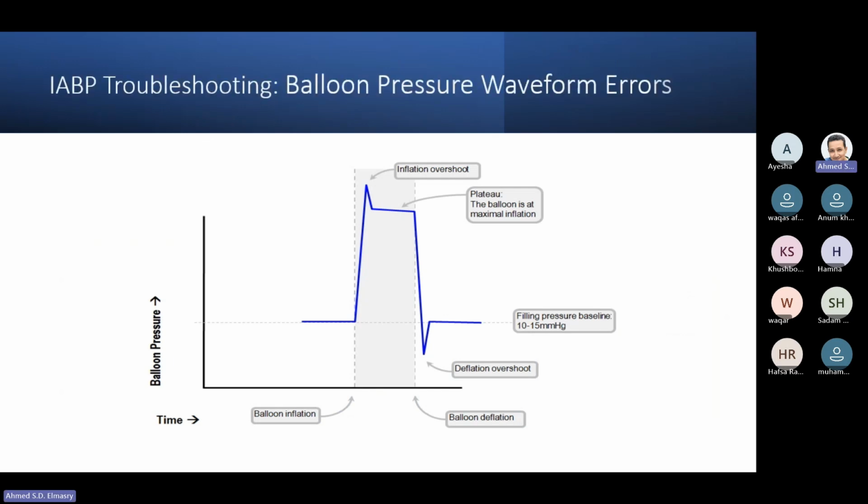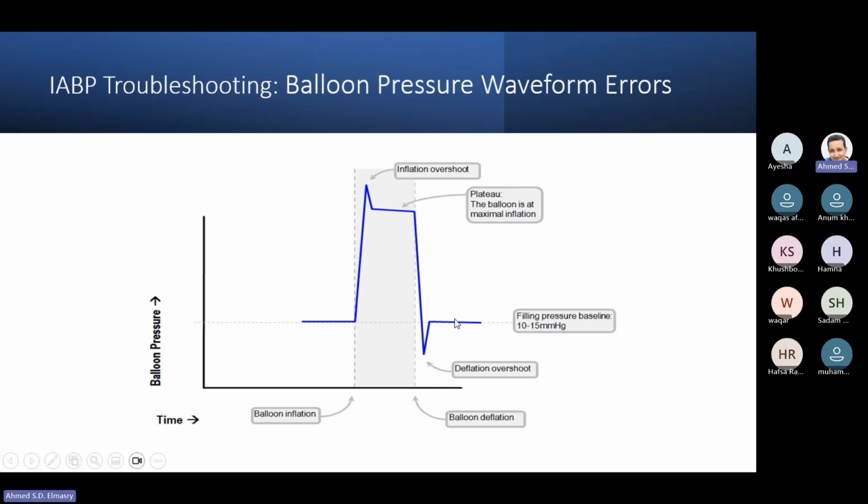Going to the next abnormality, which is the balloon pressure waveform errors. And this is a normal graph for the balloon pressure waveform. So you will have the inflation point here, then the inflation limb, and you will reach the peak here, which is inflation overshooting. After that, the pressure inside the aorta and the pressure inside the intra-aortic balloon will be equalized. This will lead to the appearance of the plateau of the intra-aortic balloon. And at the end of the plateau, you will reach the deflation point, followed by the deflation limb, which will end with the deflation overshooting. Then the pressure will be equalized again.